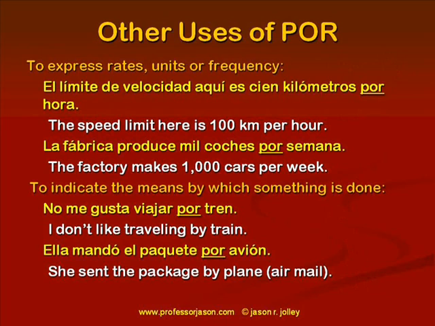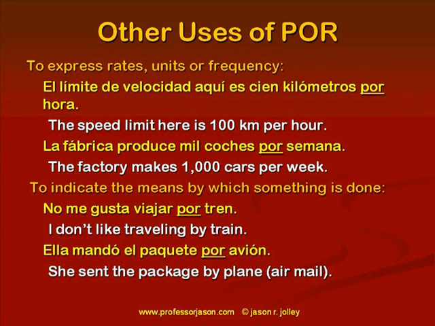Okay, and on these next 2 slides, I introduce 6 more uses of por, just kind of a random sampling that probably aren't primary uses like we've been talking about. All right, first of all, we also use por to express rates, units, or frequencies. Okay? El límite de velocidad aquí es 100 kilómetros por hora. Or la fábrica produce 1000 coches por semana, the frequency of production.